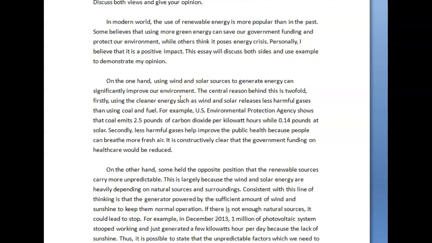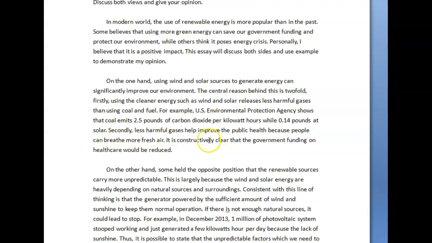The central reason behind this is twofold. Firstly, using cleaner energy such as wind and solar power, you should have said here, releases less harmful gases than using coal and fuel. Good. For example, the U.S. Environmental Protection Agency shows that coal emits 2.5 pounds of carbon dioxide per kilowatt hour, while with solar. Okay? Secondly, less harmful gases help improve public health because people can breathe more fresh air.